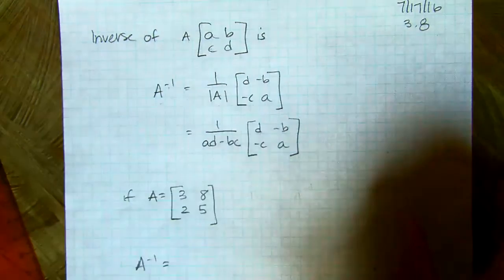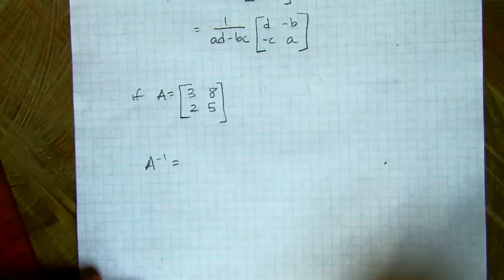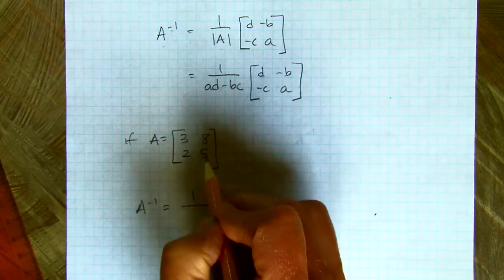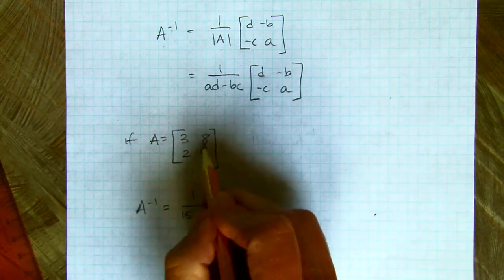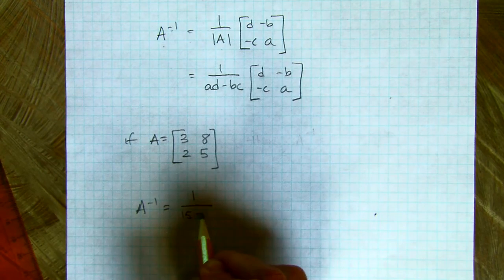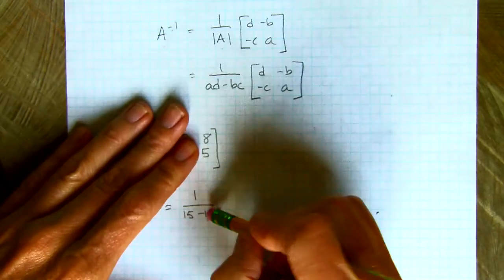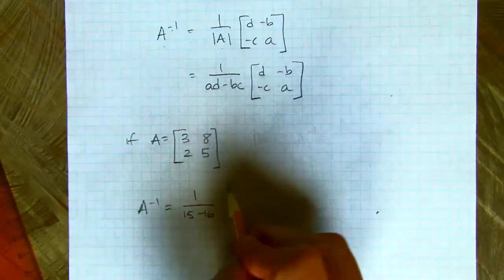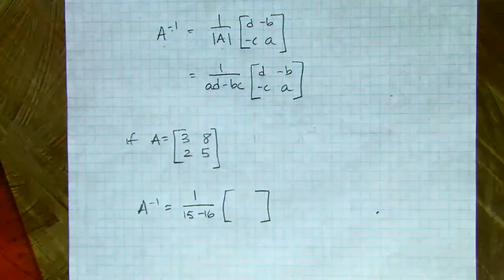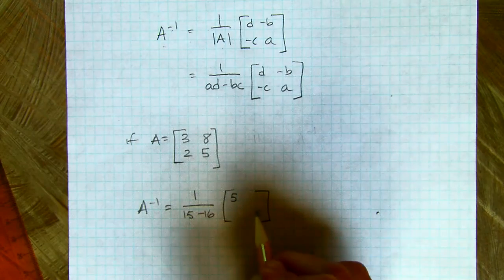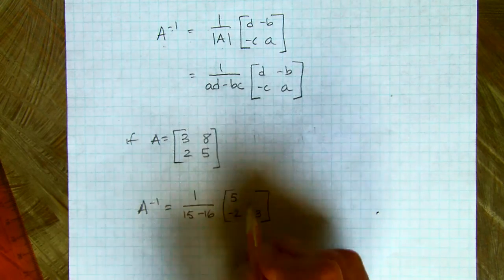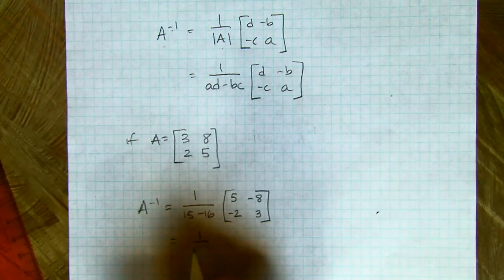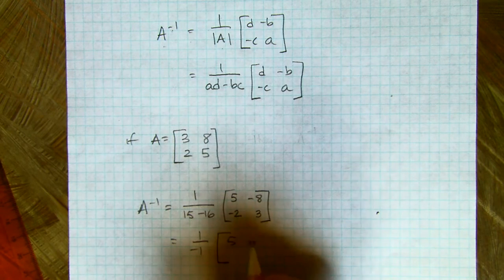So suppose I have matrix A, 3, 8, 2, 5. So how do I find the inverse? It's 1 over the determinant, again, which is just 3 times 5, 15, minus 2 times 8, which is 16. 15 minus 16 is negative 1. And then I'm going to have to multiply whatever that number is by the switcheroo matrix. So I'm going to switch 3 and 5, and I'm simply going to negative 2 and 8. And so this just becomes 1 over negative 1, which is a nice number.